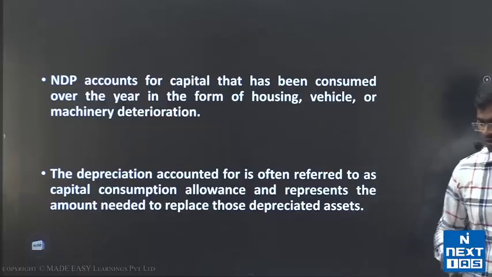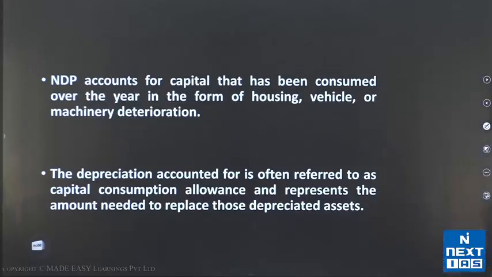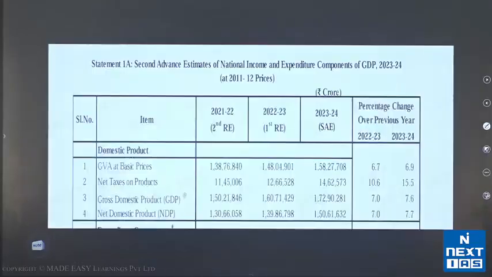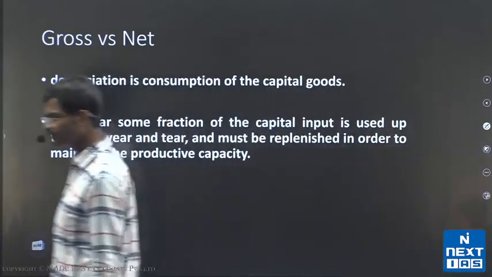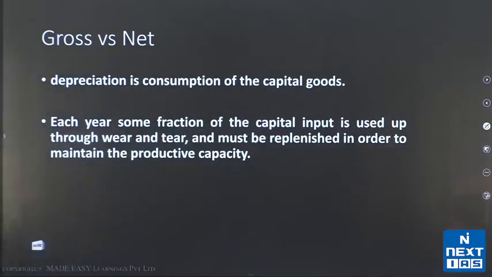Next heading, write: Details about GDP. Now we discuss more about GDP. Write: Some basics and details about GDP. Ready? Number 1. Gross versus net.